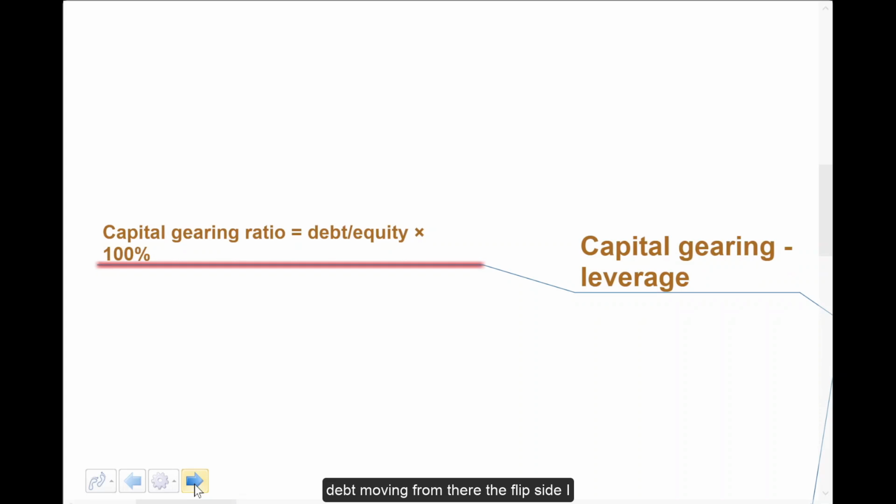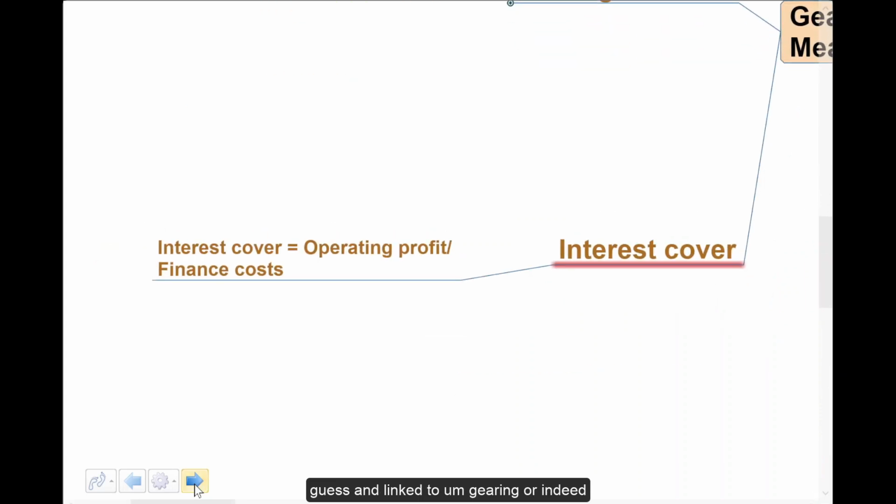Moving from there, the flip side, I guess, and linked to gearing or indeed leverage, is interest cover. Look at the formula. We're talking about just the operating profit divided by the finance costs. Now, what does that tell us? It tells us the number of times that the profit from our operations covers our interest charges or our finance costs. This is good information.